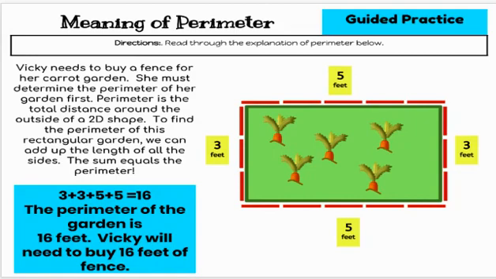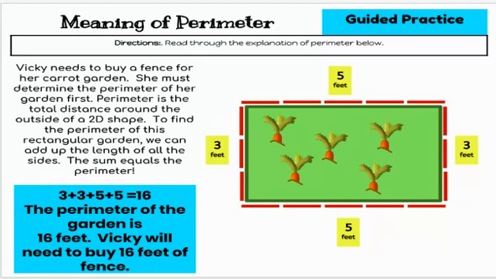Okay, so here is a word problem for you. Vicky needs to buy a fence for her carrot garden. She must determine the perimeter of her garden first. Perimeter is the total distance around the outside of a 2D shape. Okay, a 3D shape is one you can hold. A 2D shape is just a flat shape on a piece of paper.